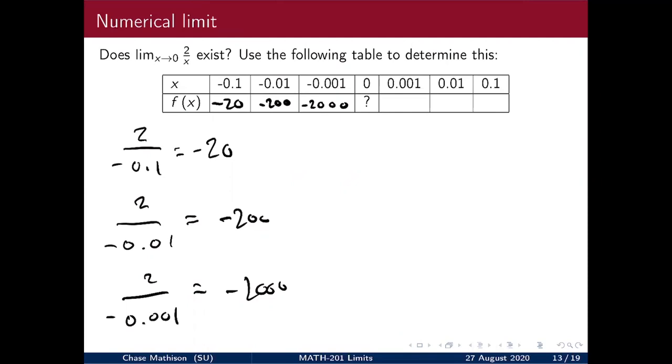Well, there's not much difference in approaching from the right other than all these values are positive, right? So I'm going to get positive 20 here, 200 here, and 2,000 here. So does it look like f is approaching one single value? No, right? From the left it's definitely a very big negative, and from the right it's definitely a very big positive. So there's no one single number that this function approaches.